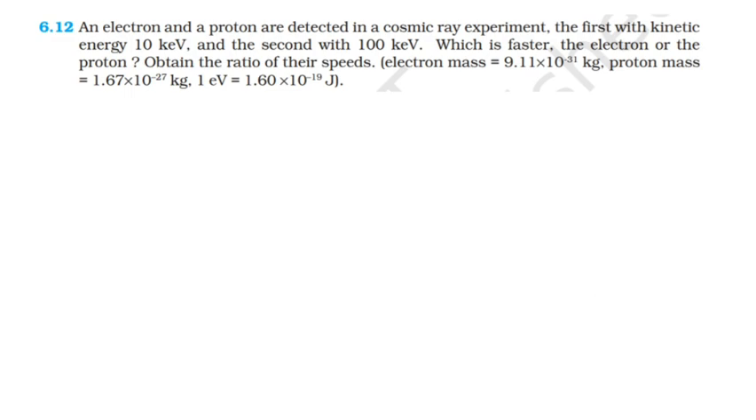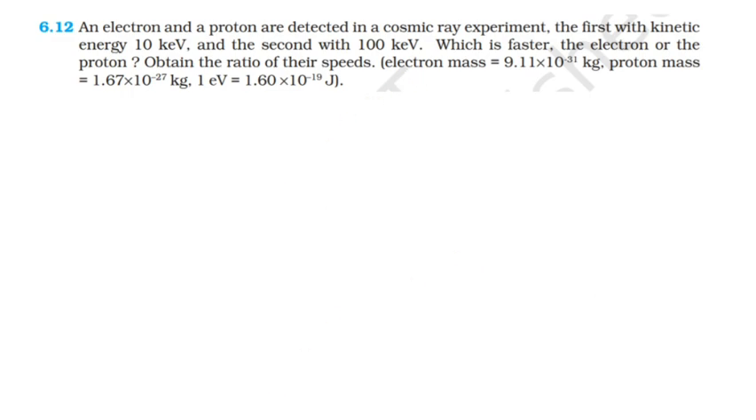And here an electron and a proton are detected in a cosmic ray experiment. The first with the kinetic energy 10 kiloelectron volt, means electron is moving with 10 kiloelectron volt, and the second, I mean proton, is moving with 100 kiloelectron volt. Which is faster, the electron or the proton? Obtain the ratio of their speeds.